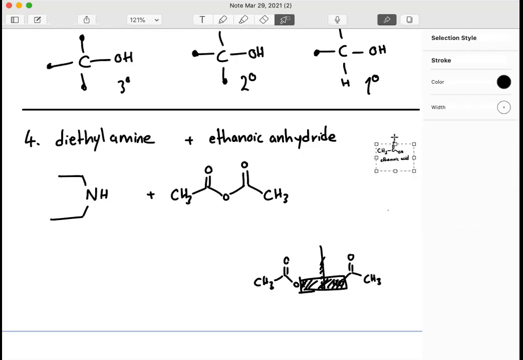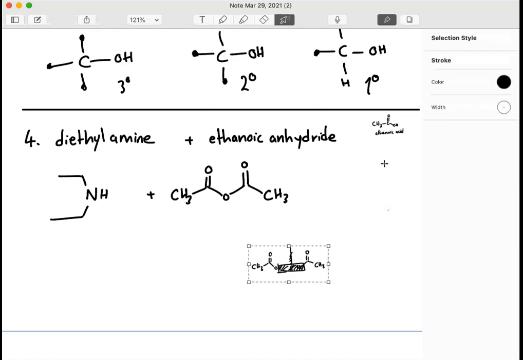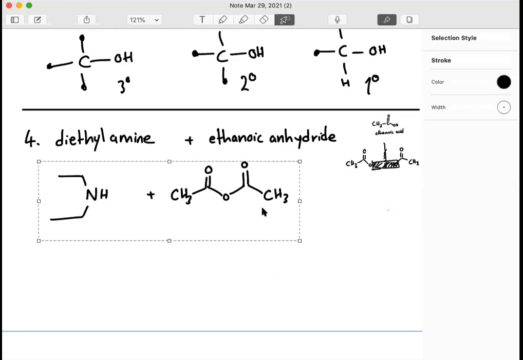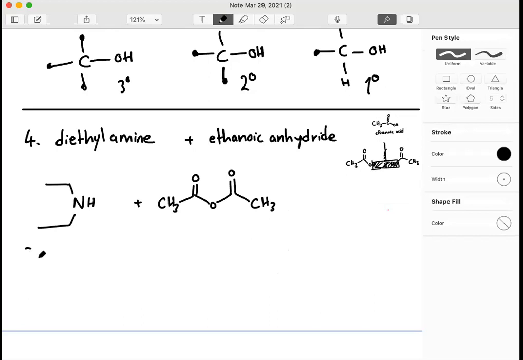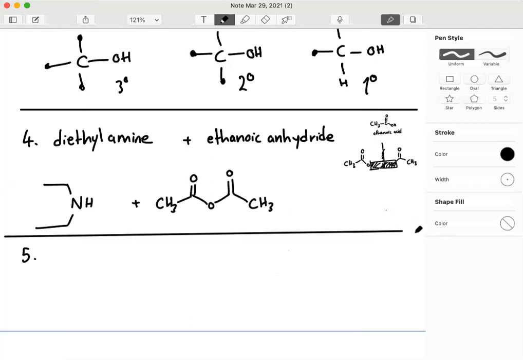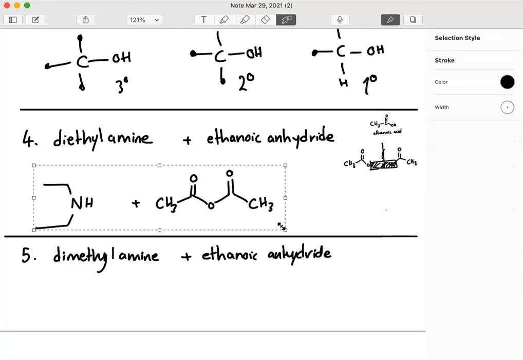طب دكتور هيبقى شكلها ازاي لو عملناها بميثايل امين؟ شكلها هيبقى ازاي لو عملناها داي ميثايل امين؟ داي ميثايل امين بدل داي ايثايل امين. تعالي نجربه. تعالي ناخد example number 5 ونجربه دلوقتي بعد number 4. تمام مفيش مشكلة. هناخد داي ميثايل امين مع ايثانويك انهيدرايد هو نفسه، ونشوف هيتعمل ازاي. طيب يلا نكمل ده دلوقتي. اصغرها بس شوية عشان اعرف اكتب.